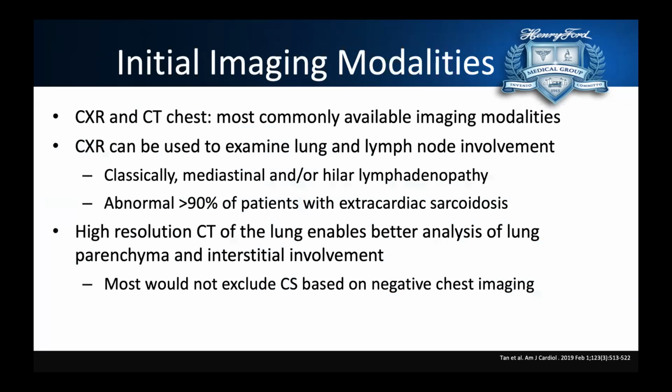Now, initial imaging modalities, as you can imagine, we start with a chest X-ray and CT. They're most commonly available. With chest X-ray, you can look at lung and lymph node involvement, mediastinal or hilar lymphadenopathy, and the chest X-ray can be abnormal in more than 90% of patients with extracardiac sarcoid. High resolution CT can, of course, enable better analysis of the parenchyma and interstitial involvement. But again, you cannot exclude cardiac sarcoid just based on negative chest imaging.